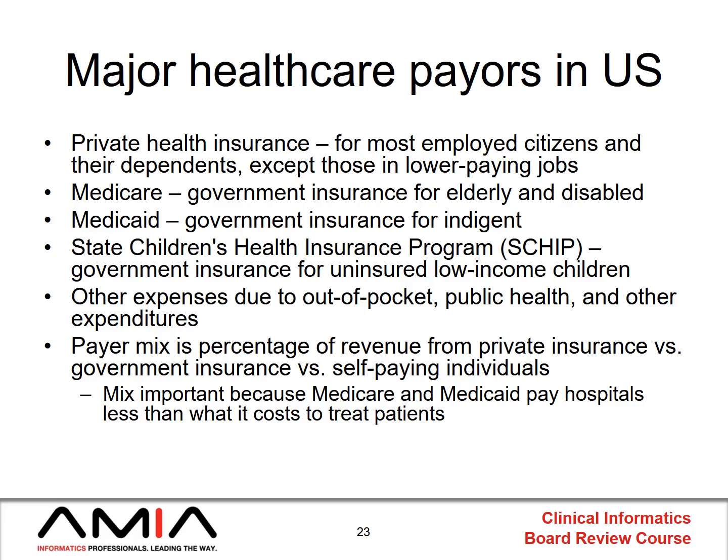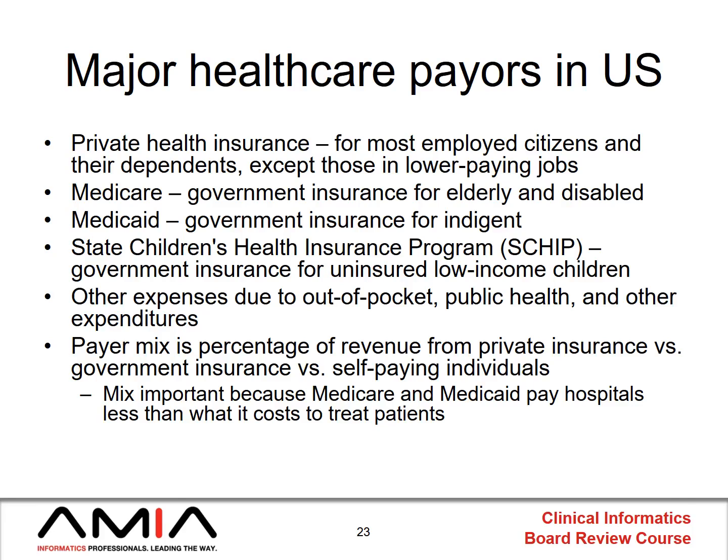There are many payers of healthcare in the United States. There's private health insurance for most employed citizens and their dependents, although lesser so those in lower paying jobs. There's Medicare, the government's insurance program for the elderly and disabled. Medicaid, which is the government's program for those who are indigent. There's the State Children's Health Insurance Program, or SCHIP, which is another government insurance program for uninsured low-income children.